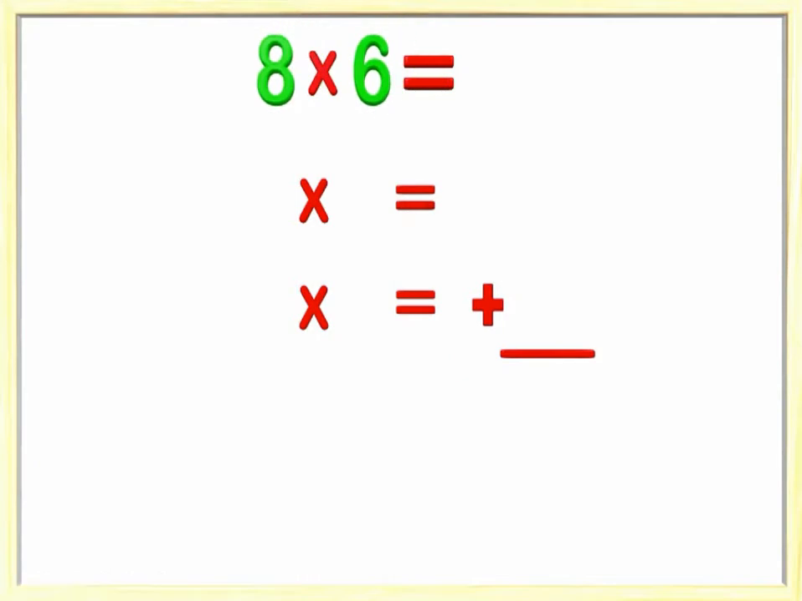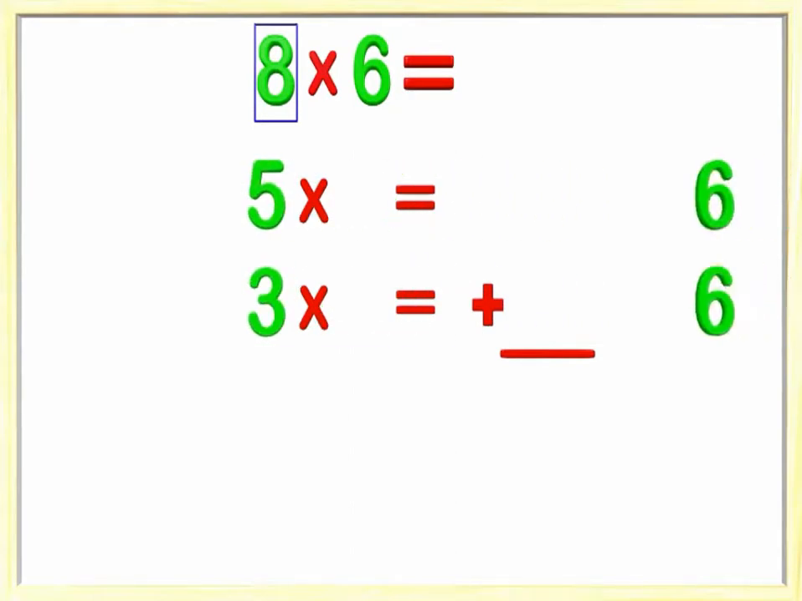Here we have 8 times 6. Let's break apart the first factor, the number 8. There are several ways to break apart 8, but I want to use 5 plus 3 because I know my 5 times tables. We now need to multiply 6 by both the 5 and 3.